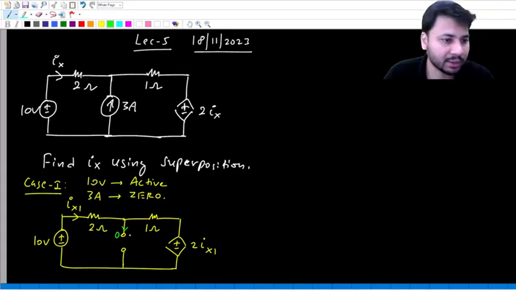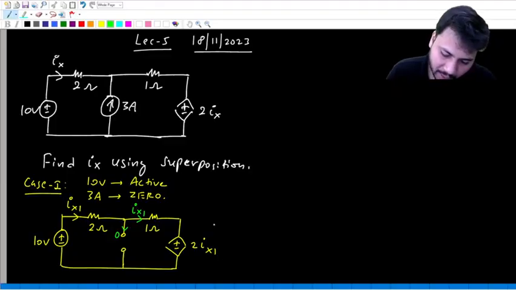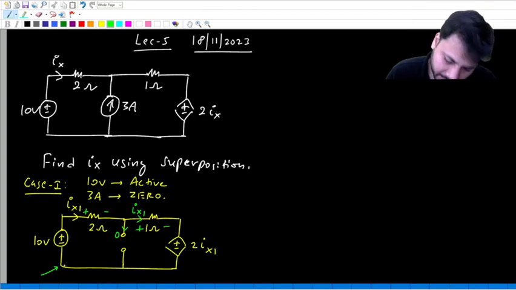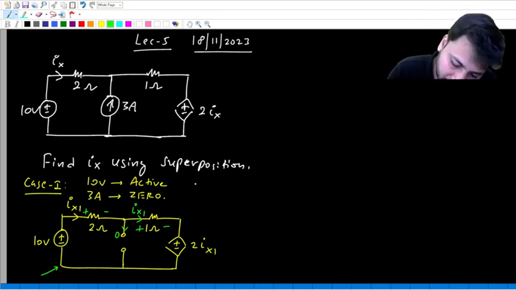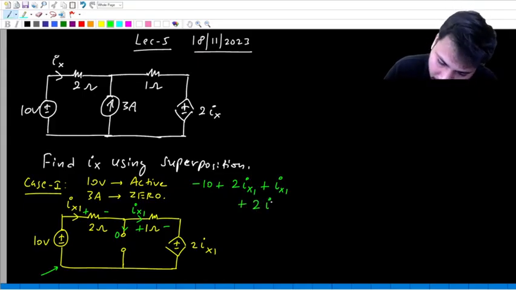Because the current in this branch will be 0, the current through 1 ohm will also be the same Ix1. So all elements are in series around a single loop. The drop across 2 ohms is 2Ix1, and the drop across 1 ohm is 1 times Ix1. So let us write KVL around this loop starting from this point. Writing KVL gives us minus 10 plus 2Ix1 plus Ix1 plus 2Ix1 equal to 0.